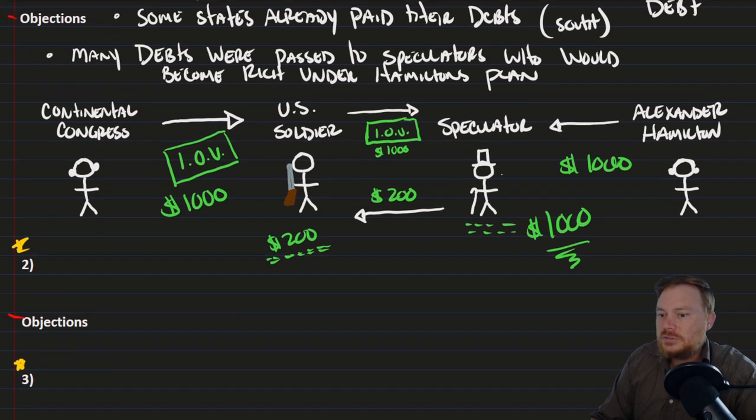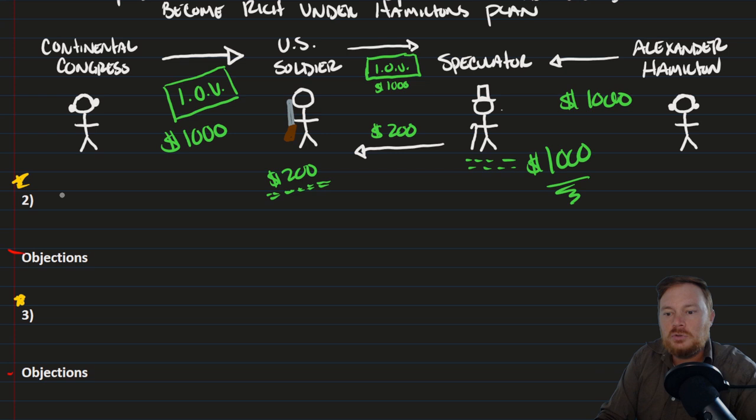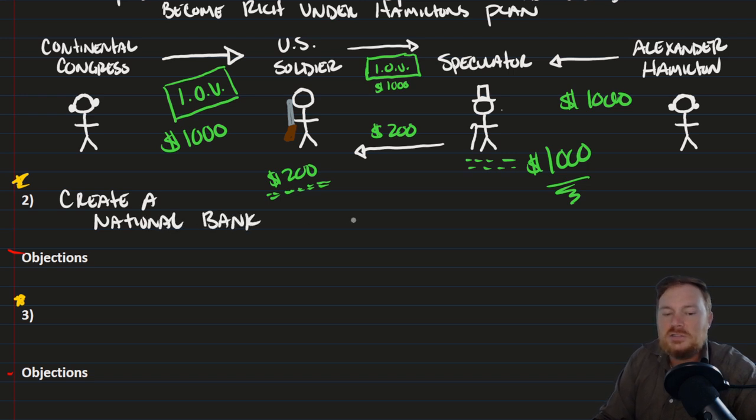The second part of Hamilton's plan was to create a national bank, to centralize the nation's finances. And the national bank could do several things. It could be a place for the federal government to store money. It could print a national currency, which would be very useful in terms of doing business because at this time, each individual state had their own dollars, or their own money. A national bank would create a more centralized and controllable economy.